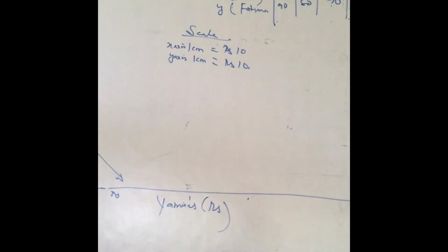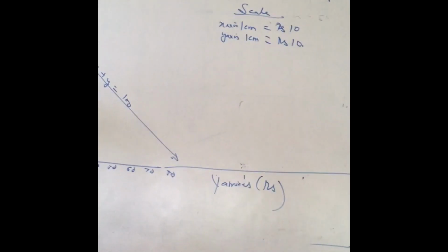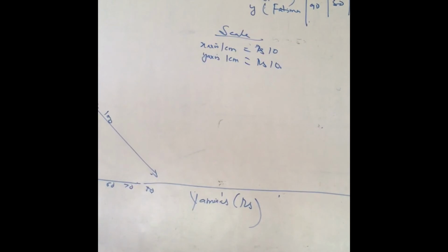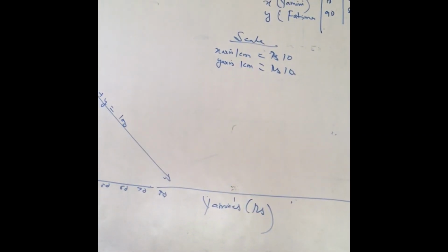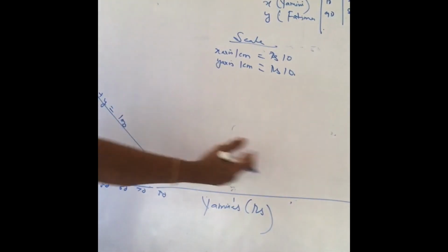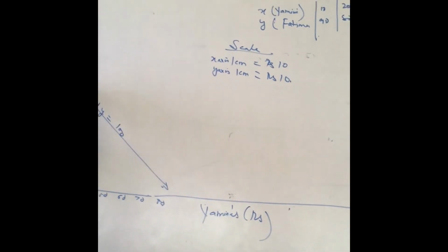We did not divide the graph into y because both are positive quantities. When both are positive, children, we need not divide the page. You can take one on x-axis, the other on y-axis and draw the graph.